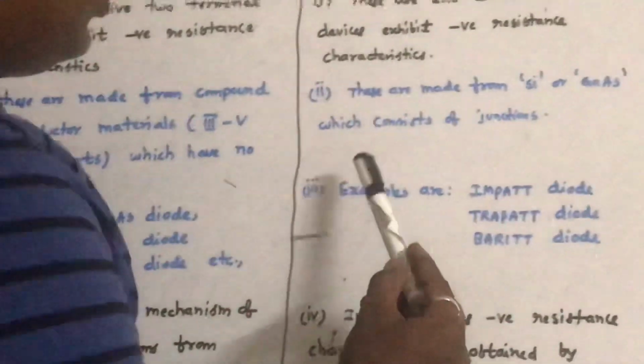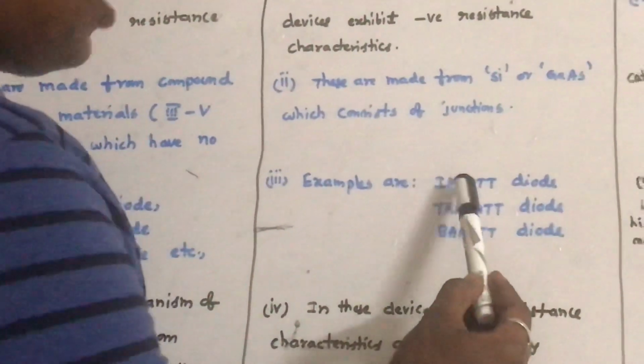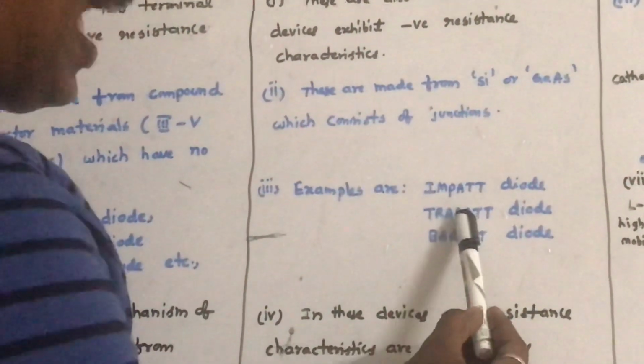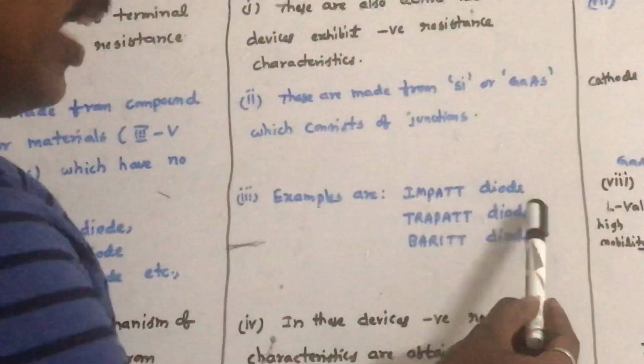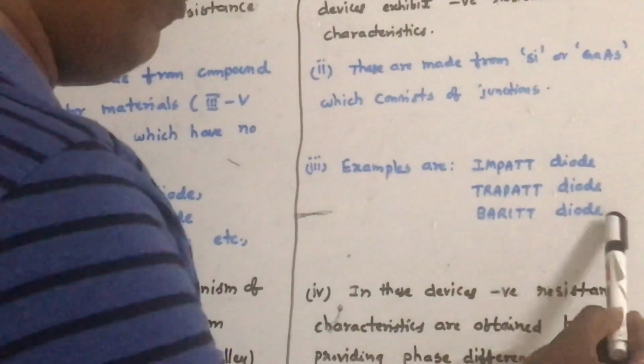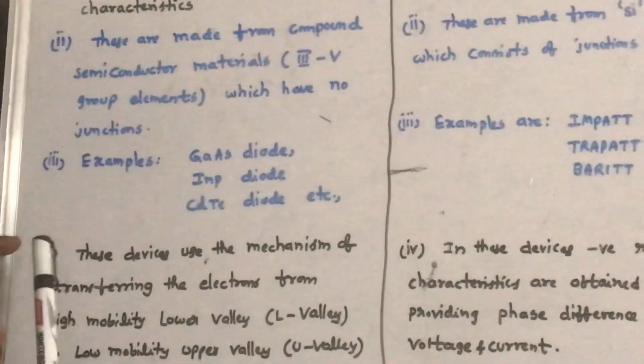The examples of these devices are IMPATT diode, impact avalanche transit time diode, TRAPATT diode, trapped plasma avalanche triggered transit time diode, and BARITT diode, barrier injected transit time diode. Next, let us see the next differences.